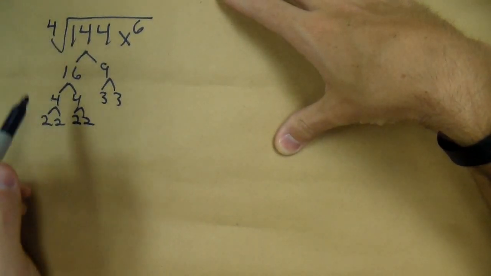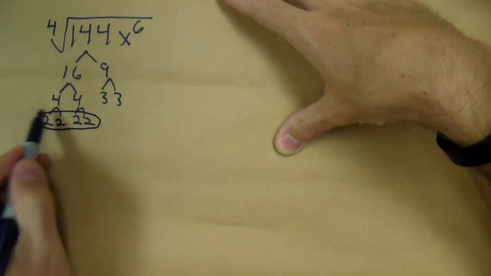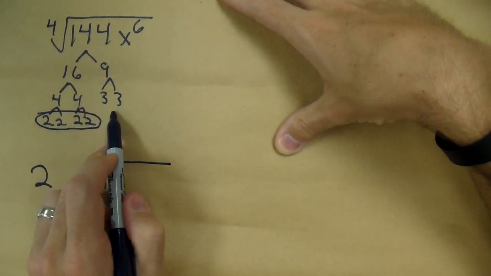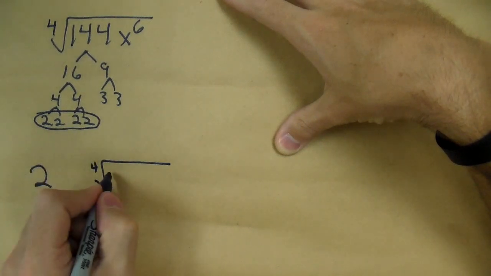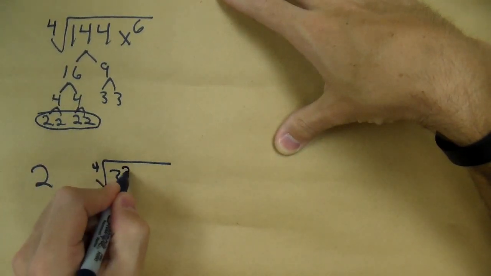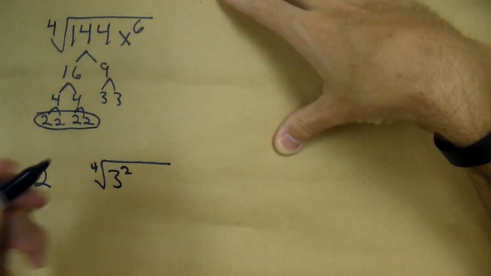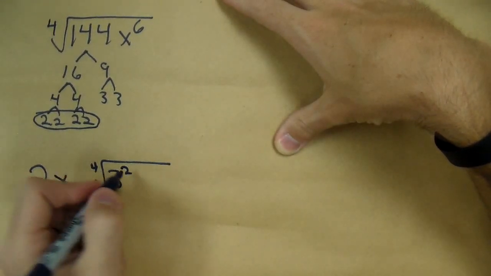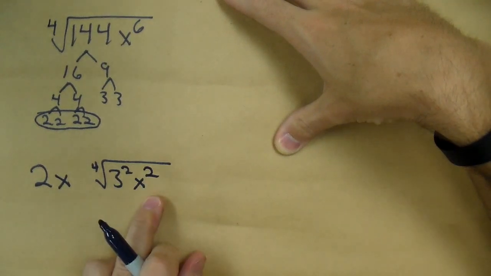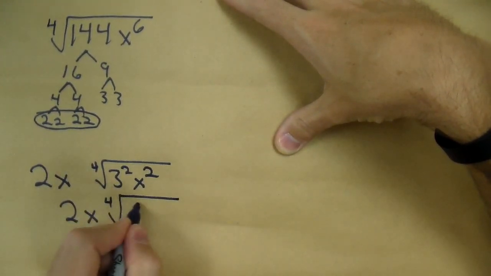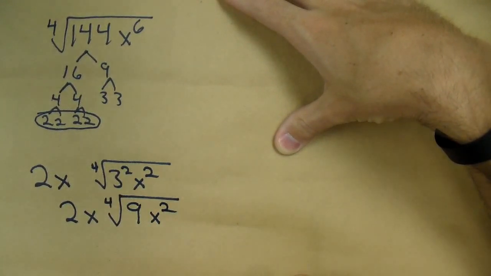So I need a set of 4 to come out. I have 1 set of 4 2's, so that will come out. The 3's, I'm too short, so the 3 squared, or 9, is going to stay inside. We'll just write 3 squared for now. X to the 6th, how many sets of 4 do I have? I have 1, so that comes out, and I have 2 left over. They stay inside. So my answer becomes 2x times the 4th root of 9x squared.